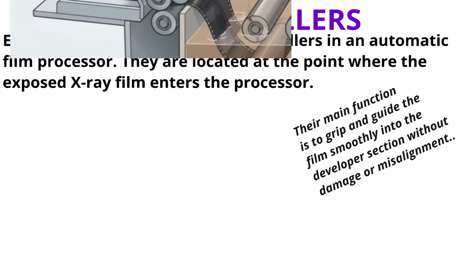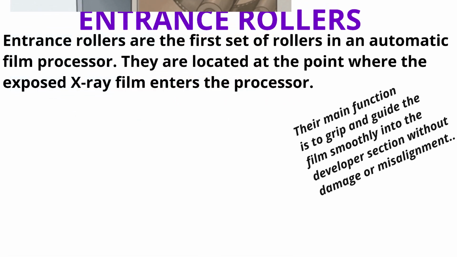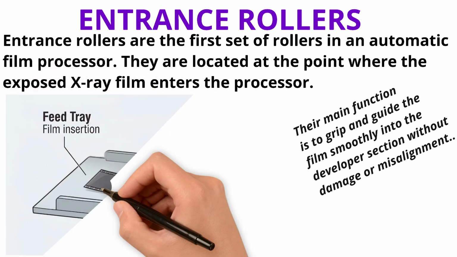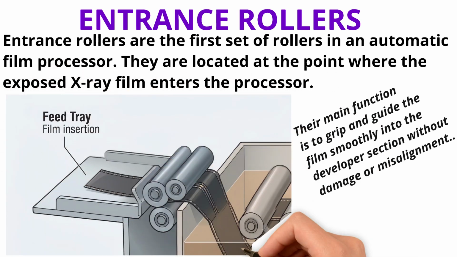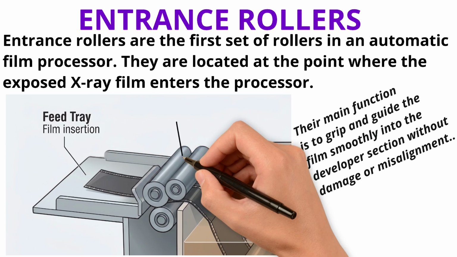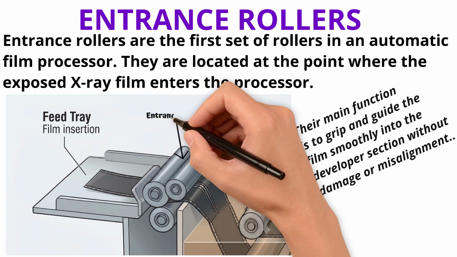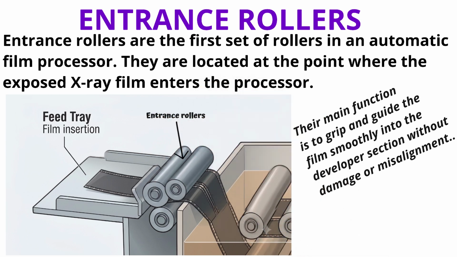By feeding the film at a steady, controlled speed, the entrance rollers ensure that every stage of processing happens at exactly the right time. From here, the film embarks on its journey through the processor. A series of rollers and roller racks transport it through the developer, fixer, and wash tanks before carrying it into the drying chamber. Once the film has been fully processed and dried, it is automatically delivered into the receiving bin, ready for viewing and diagnosis.